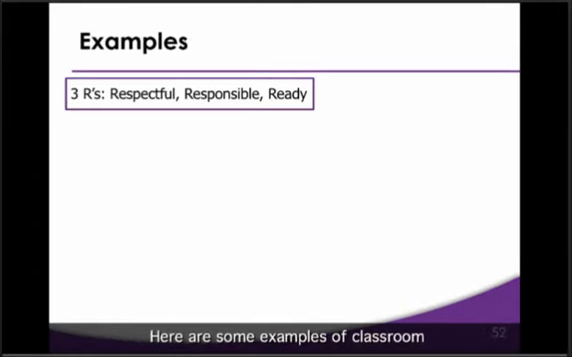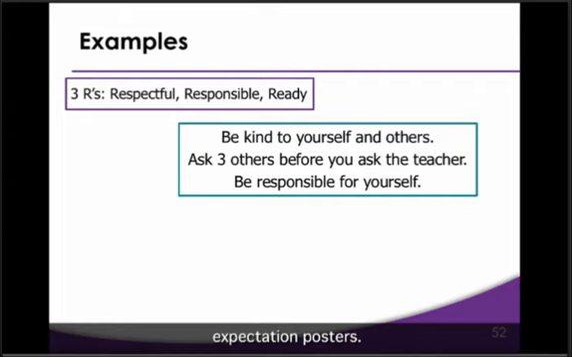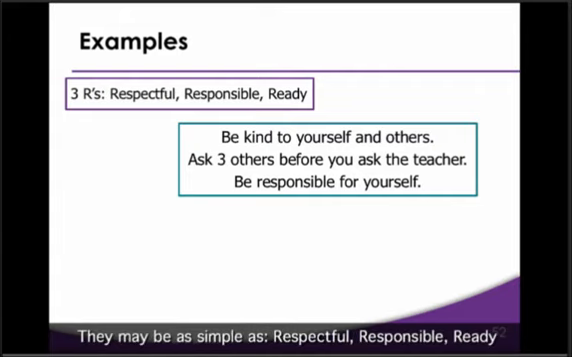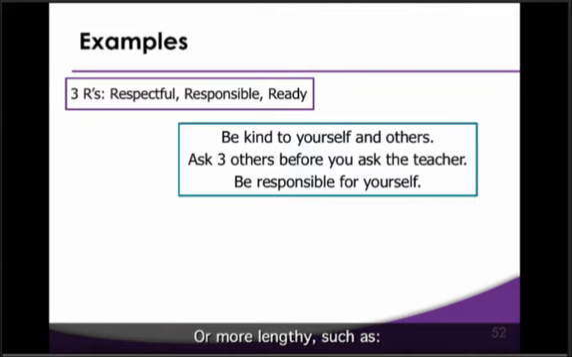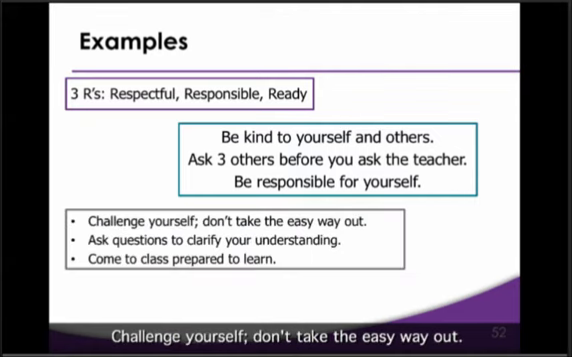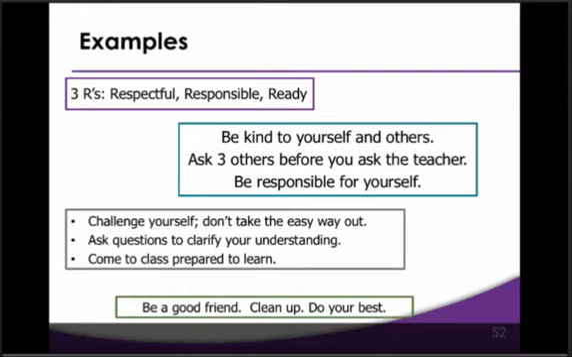Here are some examples of classroom expectation posters. They may be as simple as respectful, responsible, ready, or more lengthy, such as challenge yourself, don't take the easy way out, ask questions to clarify your understanding, come to class prepared to learn.